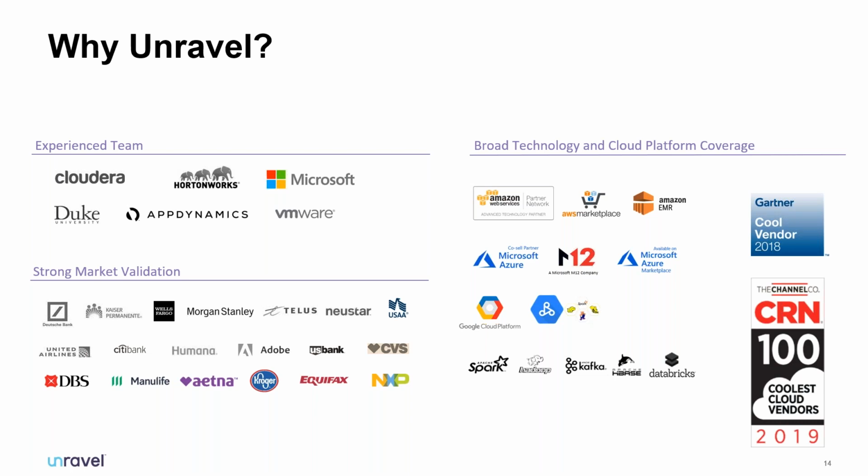We have broad technology and platform coverage. So we cover the entirety of the full stack of big data ecosystems, open source projects like Spark, Hadoop, Kafka, etc. We've been supporting those on premises and in the cloud for years, and we are multi-cloud and hybrid. So we support all of the hyperscale cloud offerings out there, including Amazon EMR and Amazon itself.